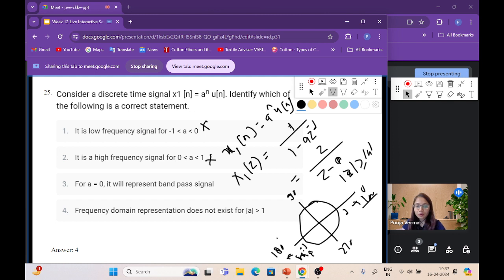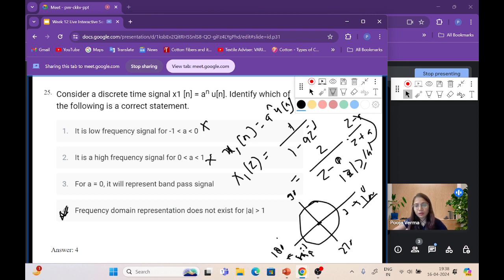And for A equal to 0, that means it represents the band pass signal. No, it is not represented as a band pass signal. So a band pass signal is represented from Z minus A to Z plus A. You know that. So frequency domain representation does not exist for mod A greater than 1. Okay, so from minus A to A it is not represented. The correct option is option 4. The frequency domain representation does not exist for mod of A greater than 1, right?